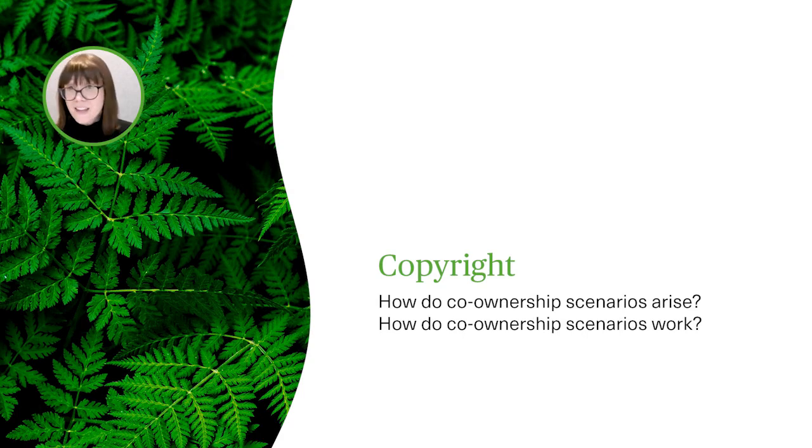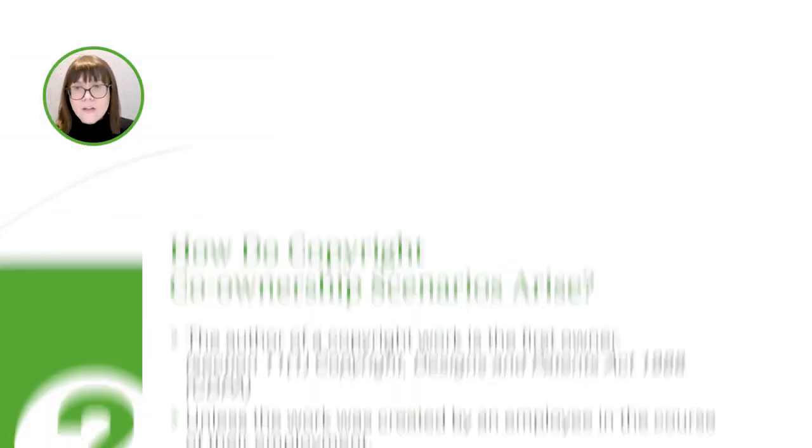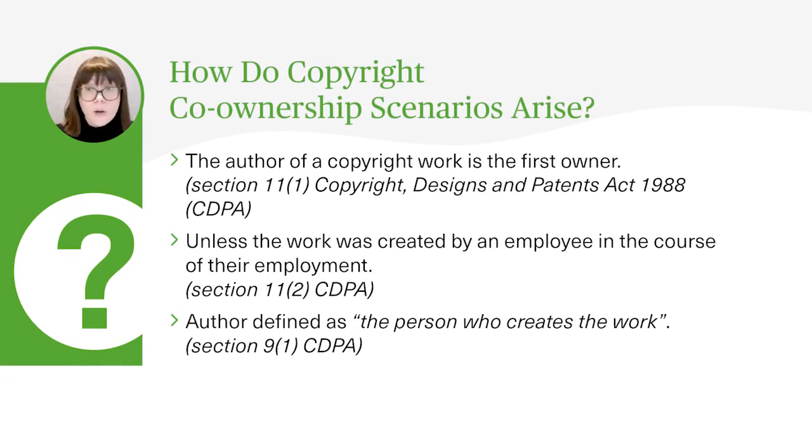So the first of the intellectual property rights that we'll be looking at is copyright. So how do copyright co-ownership scenarios arise? How do you end up with a piece of literary copyright or a musical composition or a logo design that belongs to two or more authors, musicians, or artists?